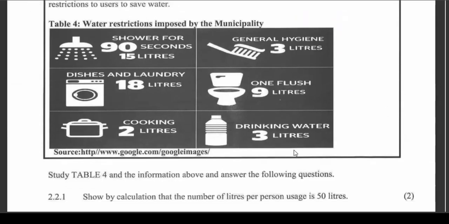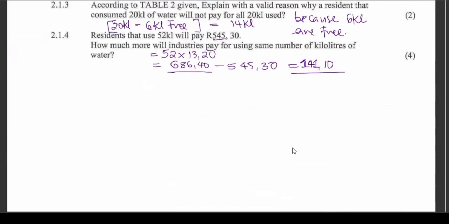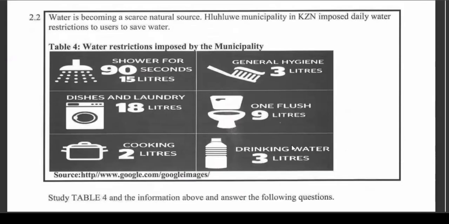Question 2.2. It talks of water becoming a scarce natural resource. The municipality in KZN imposed daily water restrictions on users to save water. Here we have table 4, water restrictions imposed by the municipality. For shower, for 90 seconds, 15 liters. Dishes and laundry, you're talking of the dishwashers and the washing machines, 18 liters. Then cooking, 2 liters.